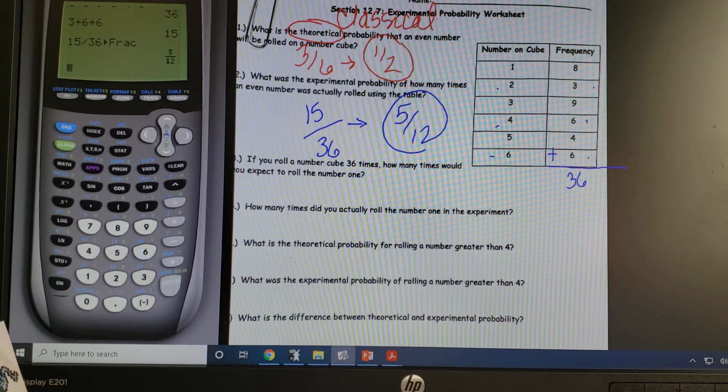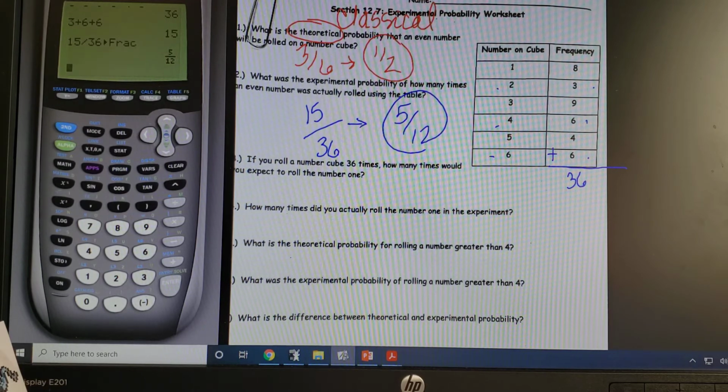Alright, if you roll a number cube 36 times, how many times would you expect to roll the number 1? Alright, you guys, this one's really weird. Don't overthink this. So, if I want to roll a 1, I have a 1 in 6 chance. Now, I want to roll that cube 36 times, so it's going to be to the 36 exponent. Your answer is going to be crazy, so just leave it like this.